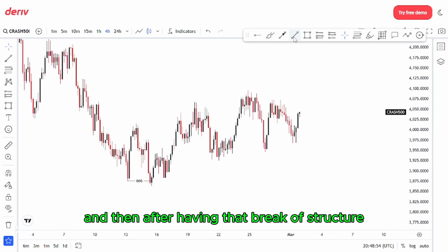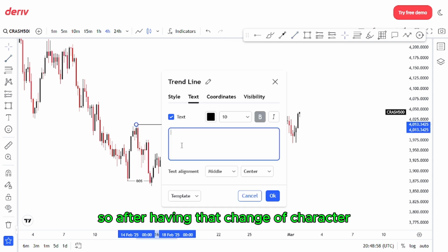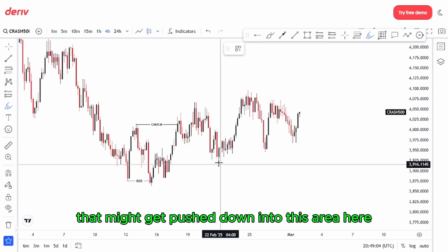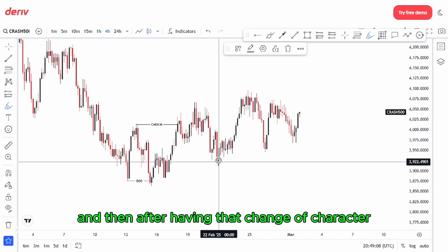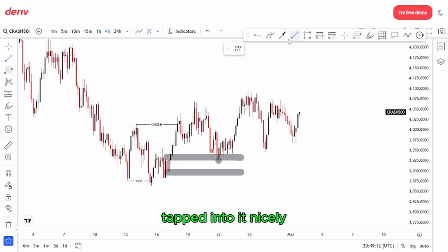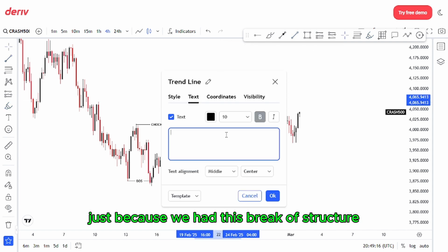And then after having that break of structure, we had a change of character within this point. After having that change of character, we can clearly notice what happened. The market pushed down into this area here. And then we pushed into this area here, tapped into it nicely, and then our current trade was around here. It's because we had this break of structure.